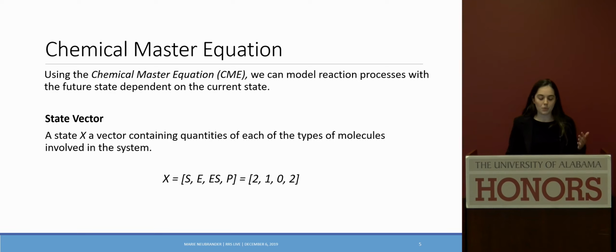For example, with the Michaelis-Menten reaction system, a state might look like this. Here, it's a one-dimensional tensor, a vector, and it stores the quantities of the molecules in the order substrate, enzyme, enzyme-substrate complex, and product. Just as a note, this isn't the order it necessarily has to be in. There's no specific meaning to the order. You can choose what you want it to be when you're modeling your systems. You just have to be consistent throughout your entire modeling process. So, for example, this vector of 2, 1, 0, 2 would indicate that there are currently in this state 2 substrates, 1 enzyme, 0 enzyme-substrate complexes, and 2 products present.